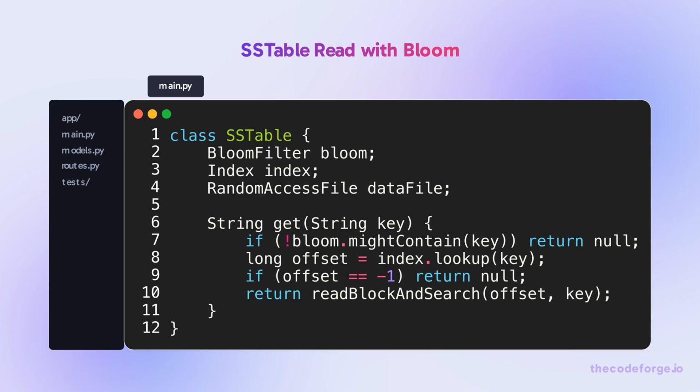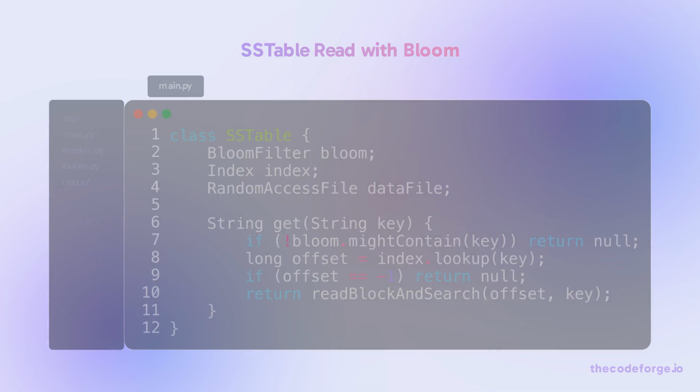This code shows how an SSTable handles a read. First, it checks the Bloom filter. If the filter says the key might be present, it looks up the offset in the index and reads the data block. If the Bloom filter says no, it returns null immediately, saving a disk read.